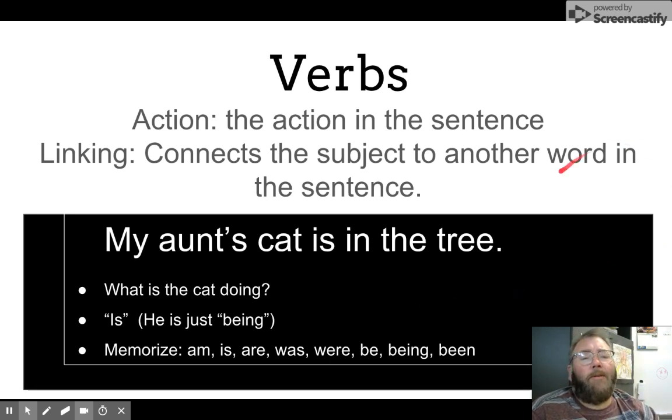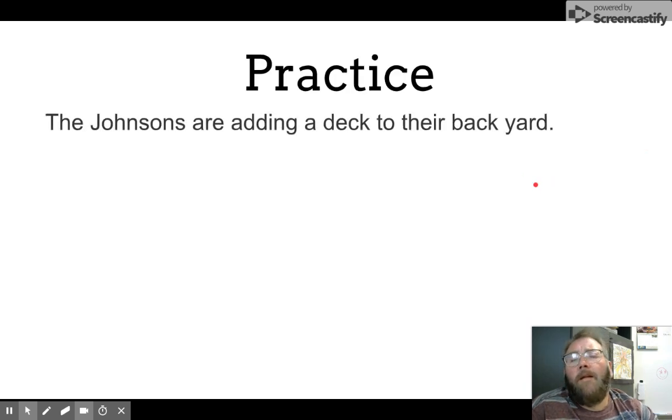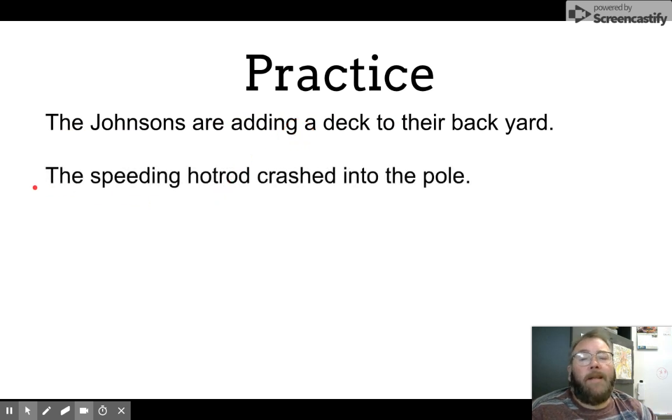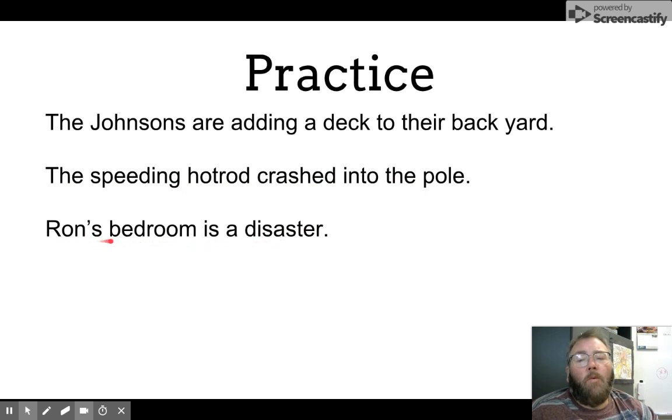So let's practice a little bit with verbs. The Johnsons are adding a deck to their backyard. So who's doing what? What are the Johnsons doing? They are adding. The speeding hot rod crashed into the pole. What did the hot rod do? It crashed. Ron's bedroom is a disaster. What state is Ron's bedroom in? It is a disaster. We'll have to practice a little bit more with linking verbs there, a little bit harder.